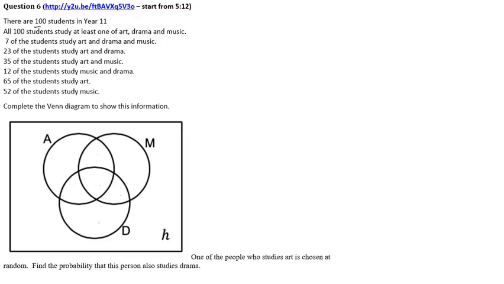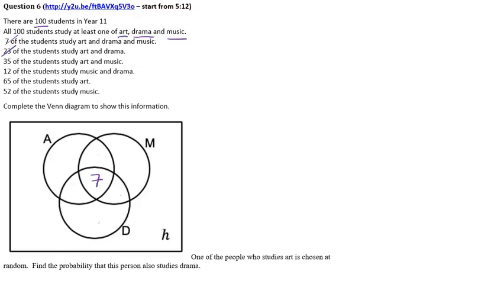So we've got 100 students in total here, and they study at least one of art, drama, or music. We want to start in the middle of this Venn diagram, so in this section, and then work outwards. That's by far the easiest way to deal with the numbers. So we've got 7 study all 3, they go in the middle here. 23 study art and drama.